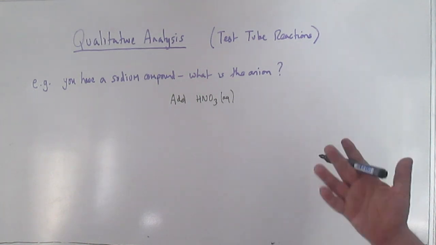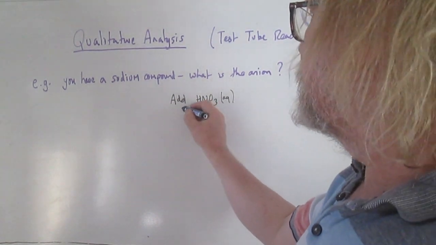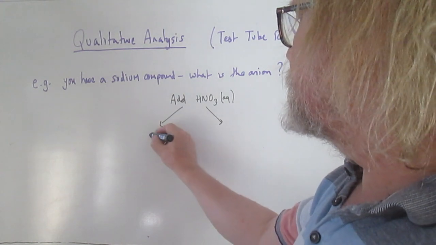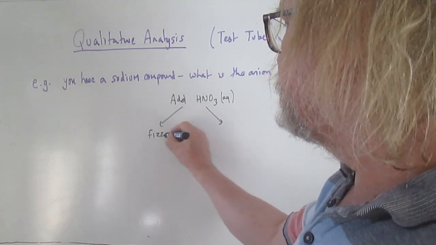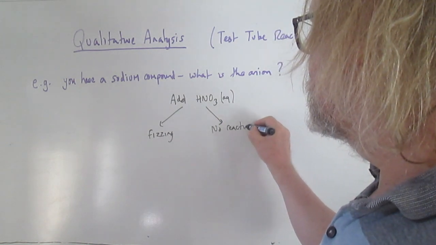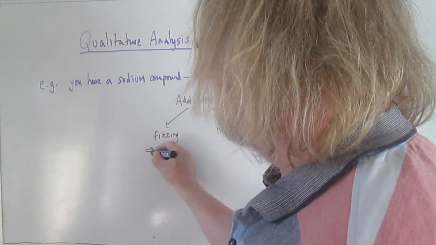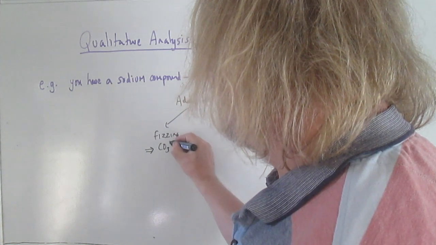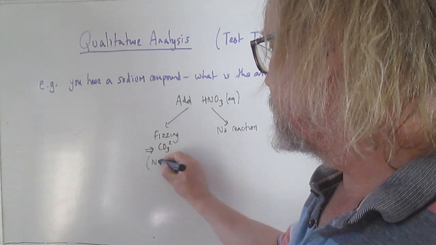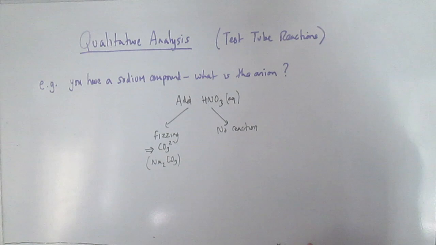And the way I think is the simplest way to therefore present your scheme is in the form of a flow diagram. So you can either say that when you add the nitric acid you get fizzing or no reaction. Now if it's fizzing, that means that your compound is a carbonate. So in this case, because we know it's a sodium compound, we would know that we had sodium carbonate, Na2CO3, was the identity, and that would be it. We wouldn't need to do any more tests.